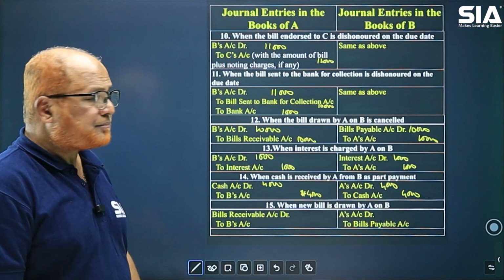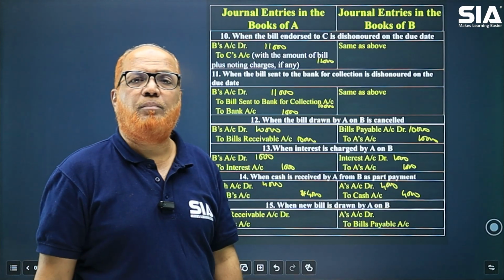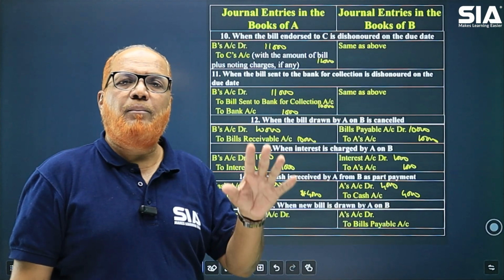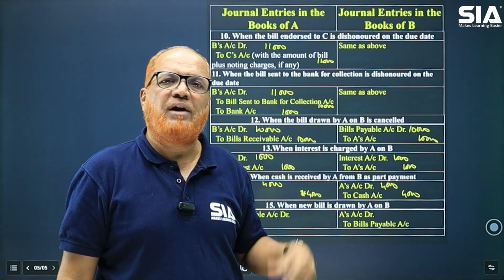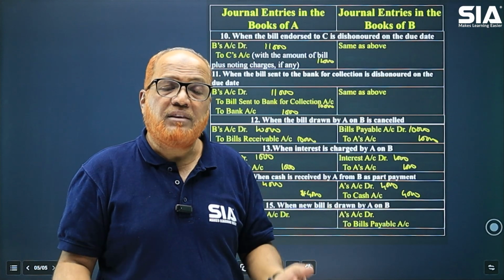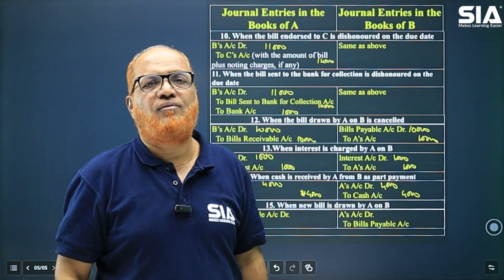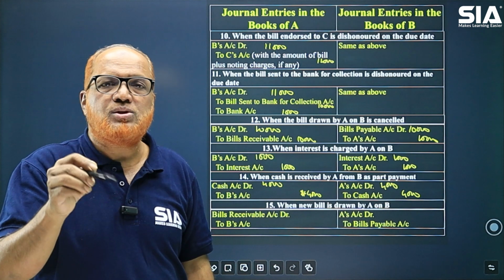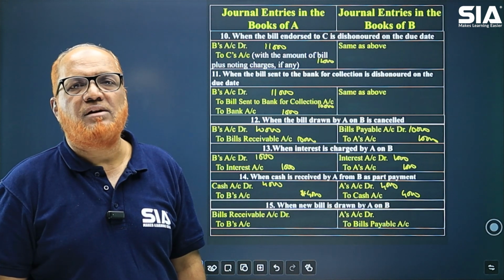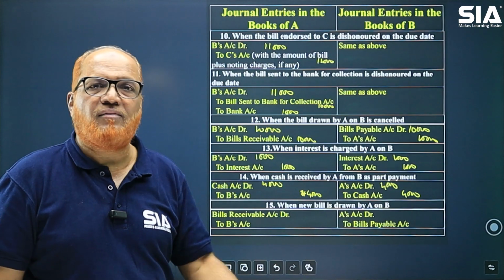Last and finally, 15th entry, when new bill is drawn by A on B. Originally, the bill amount was 10,000. Out of 10,000, he has already paid 4,000. But 1,000 is the interest charges. So 10,000 minus 4,000, 6,000 is the amount due. Plus 1,000 interest, 7,000. The new bill is for 7,000.